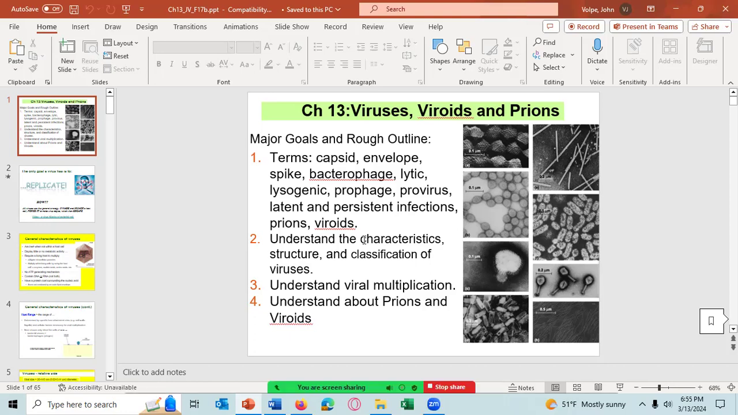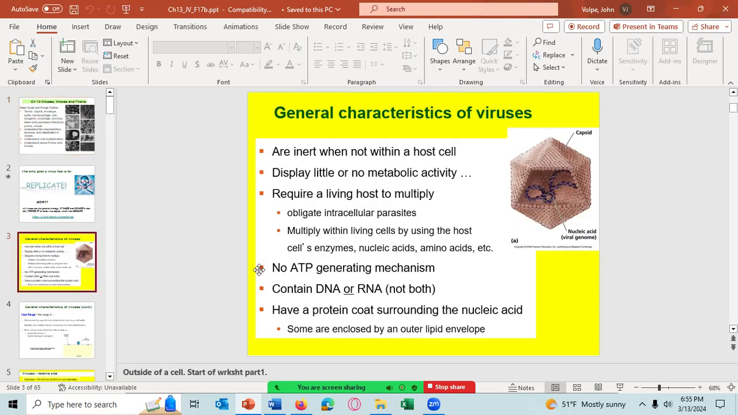All right, understand about characteristics and classification of viruses. The viral multiplication life cycle I've already discussed, and we already talked about prions and virions. You should know that viruses outside of their host cell are essentially not metabolic. They are inactive. They only grow and reproduce when they have infected their host cell.